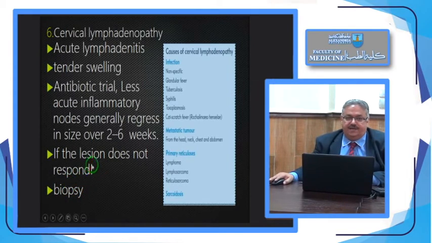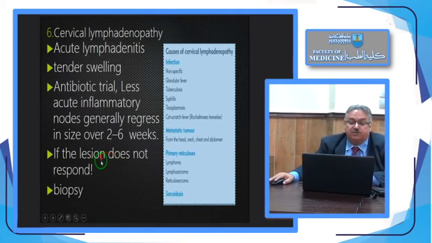Of course, it carries a higher risk here. In this scenario, if it does not respond, I didn't say complete resolution, but if it does not respond in 2 weeks, you need to think of malignancy and you need to resort to biopsy.